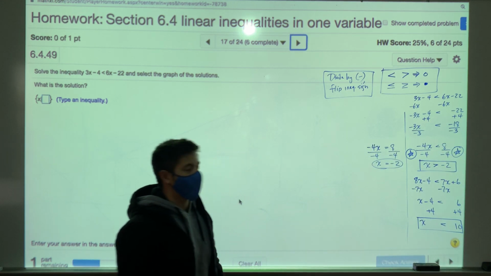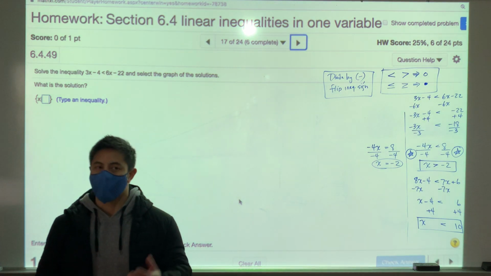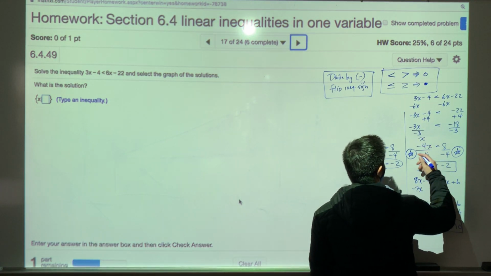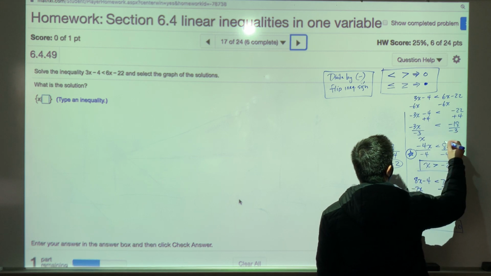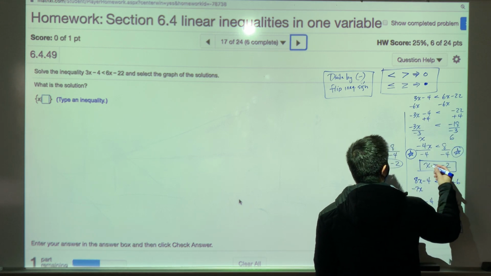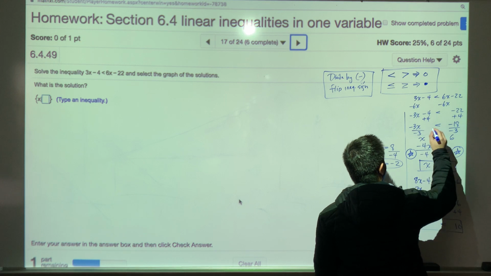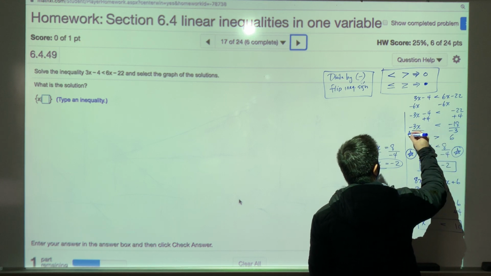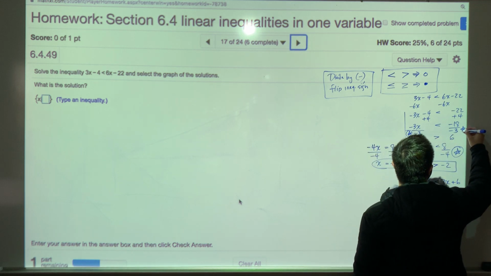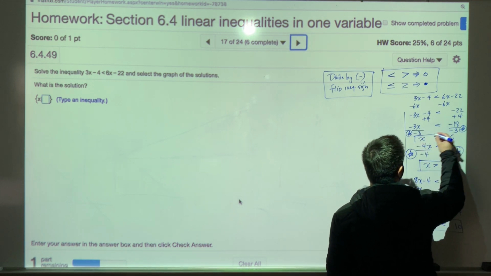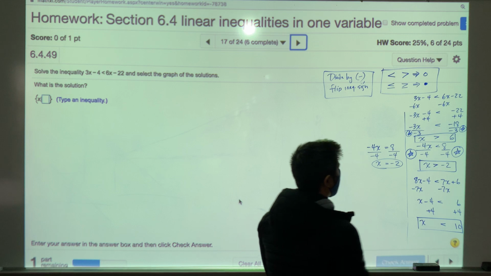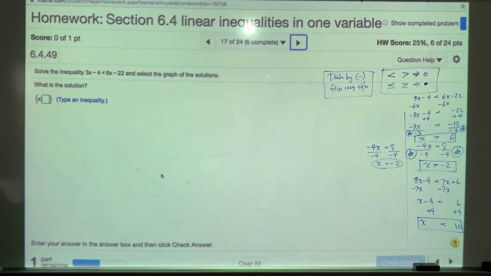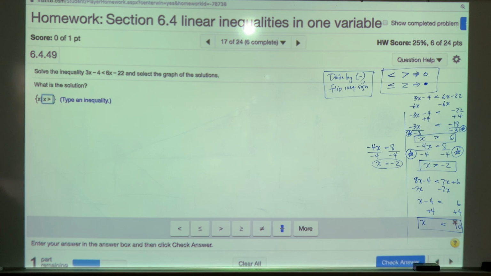Why do I have to divide both sides by -3? Because I need to get that variable x isolated by itself. -18 divided by -3 is a +6. And what do I need to do? Reverse that inequality sign because of what happened right here. And that is the answer. Be very careful. Got to reverse the inequality sign. X is greater than 6.